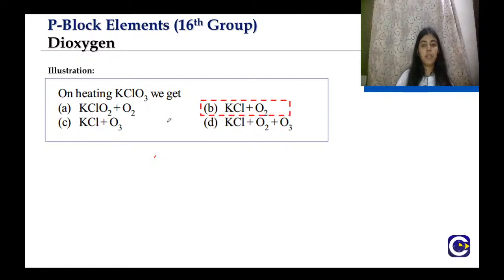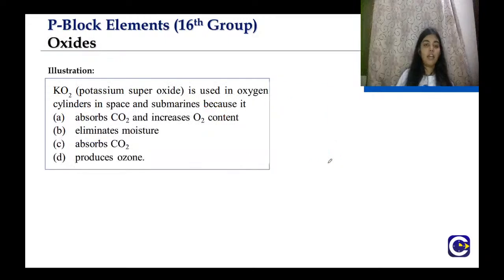So the answer for this particular question is B, that is KClO3 on thermal decomposition will give you KCl plus O2. So Sham, you are very much correct with the answer. Good. Right. Next question. KO2 is used in oxygen cylinders in space and submarines because amongst A, B, C and D, which one should be the answer? Yes, Shivranjani, you are also correct.